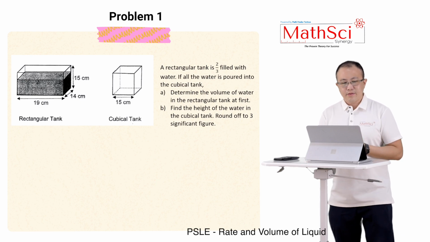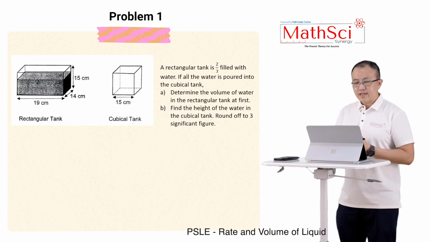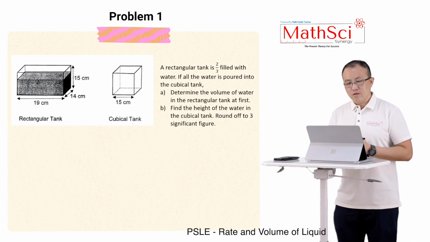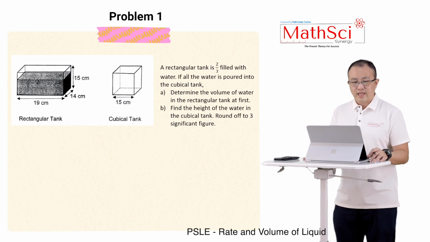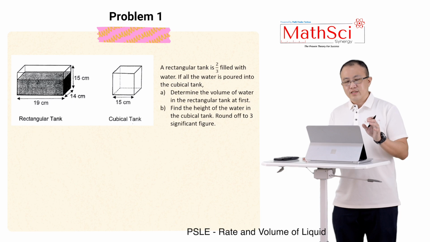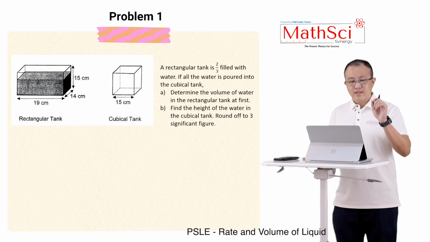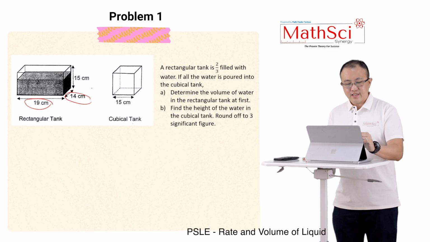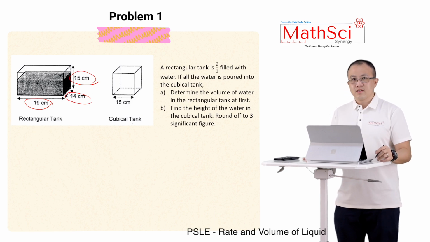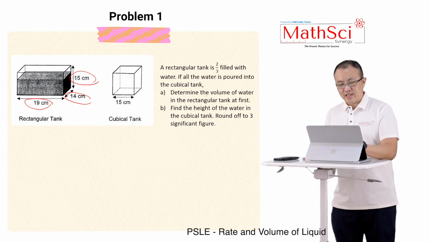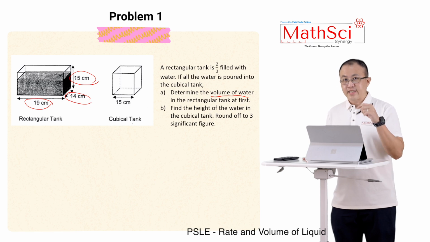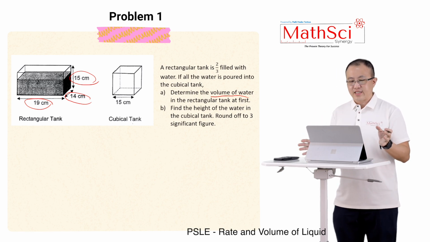Let's look at a question where we talk about the volume of water. A rectangular tank is 2/3 filled with water. If all the water is poured into the cubical tank, part A asks you to determine the volume of water in the rectangular tank at first. When this question comes about, a lot of times people will just take 19 times 14 times 15 to get the volume. While this is not entirely wrong as a first step, it should not be the last step. A lot of people remember length times breadth times height gives the volume, but forget that in this question they want the volume of water in the tank, not the capacity, not how big the rectangular tank is.